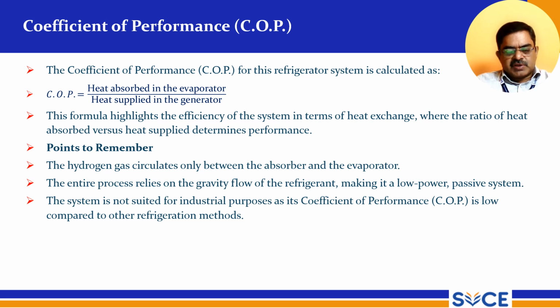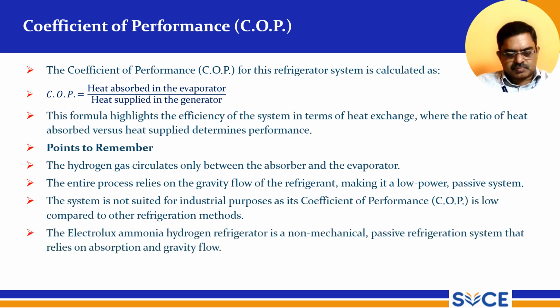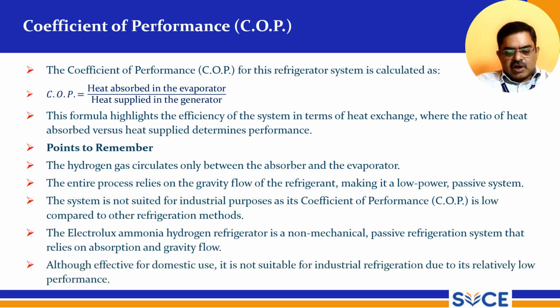The system is not suited for industrial purposes, as its coefficient of performance is low compared to other refrigeration methods. The Electrolux ammonia hydrogen refrigerator is a non-mechanical passive refrigeration system that relies on absorption and gravity flow. So although effective for domestic use, it is not suitable for industrial refrigeration due to its relatively low performance.